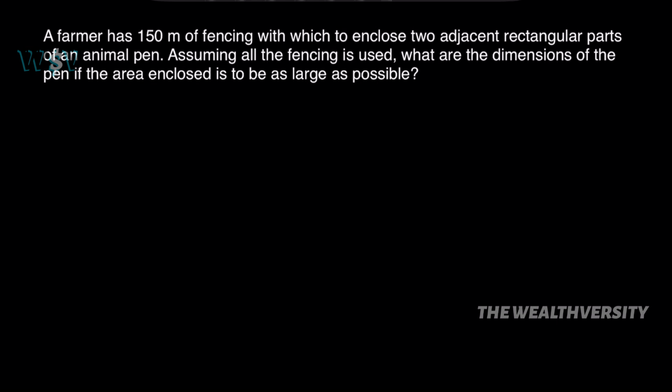as large as possible? The first step in solving an optimization question is drawing a sketch or a visual of what the question is asking for. Here we will draw an animal pen and label the width as x and the length as y. Next, look at what the question is asking for. It is asking for the dimensions that will give the largest possible area, which means we need to maximize the area and look for the maximum dimensions.